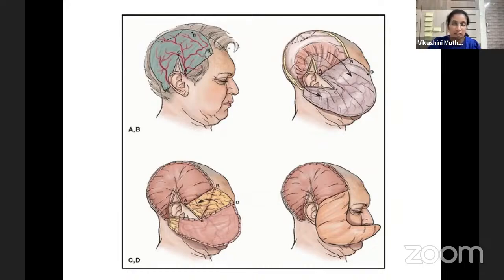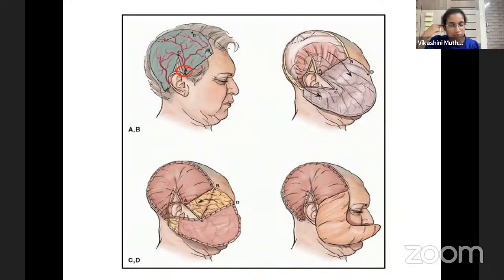It's very important, the marking. Similarly, for the washer flap, we have to make this rhomboid initially. So you can see the points A, B, C, D, right? So how are these points arrived at? It's very simple. This point A is marked just in front of the anterior helix of the ear.